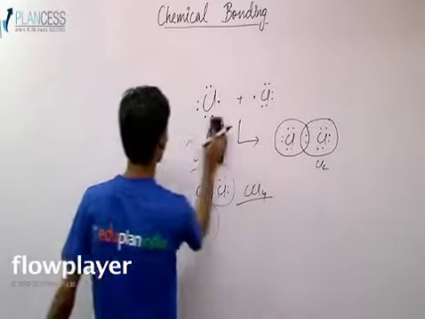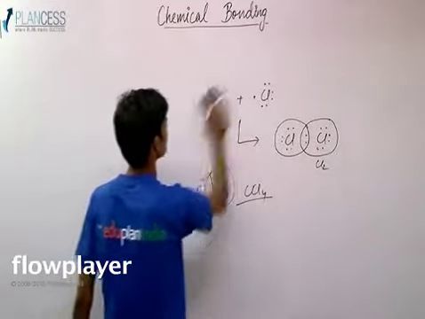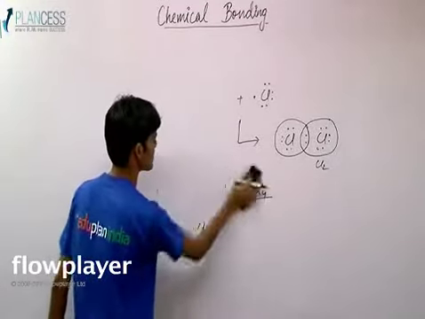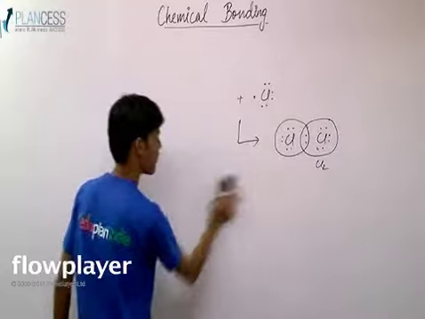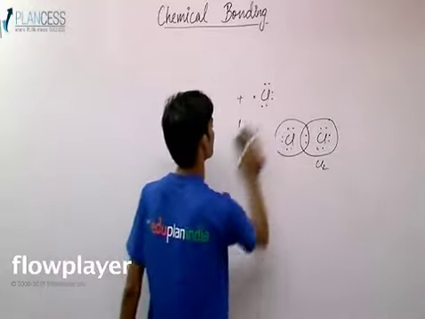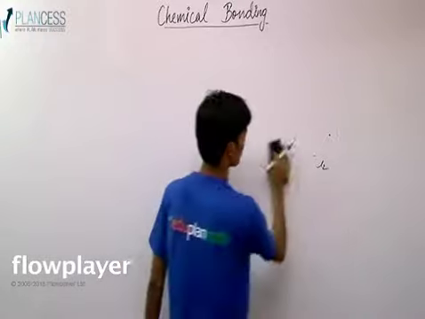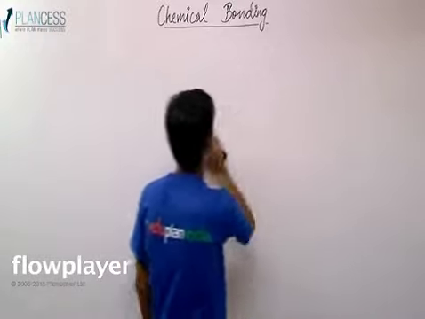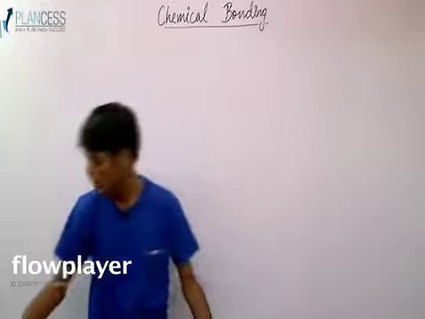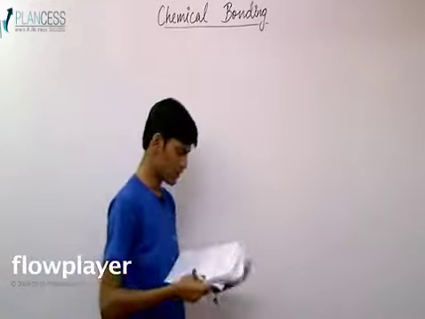Yeah. So I have taken these two illustrations, in which only a single covalent bond is being formed. How do we draw the Lewis dot structure when a double covalent bond or a triple covalent bond is present? So let us take one example each of a double bond and a triple bond.